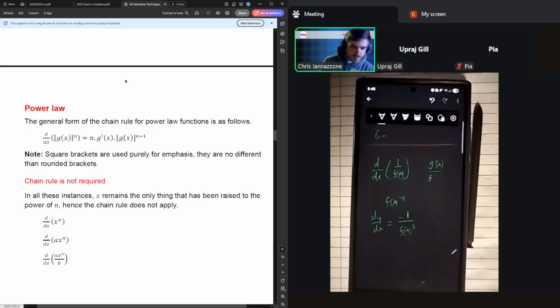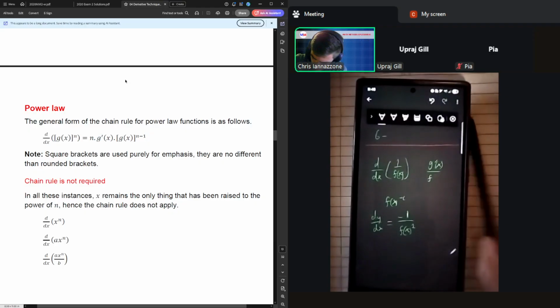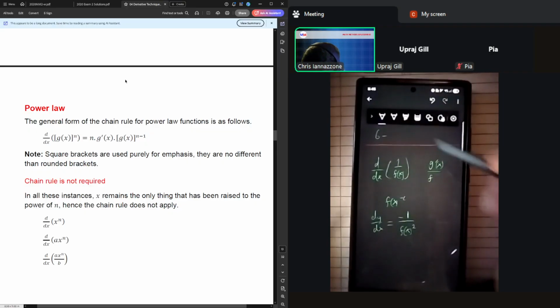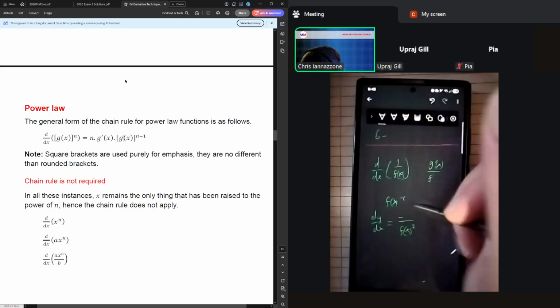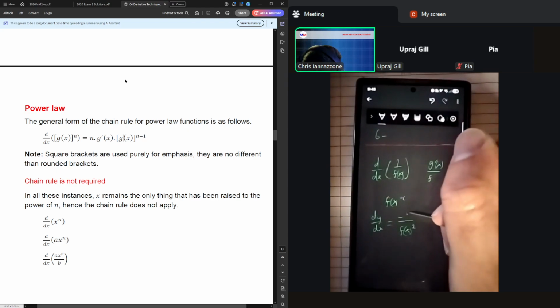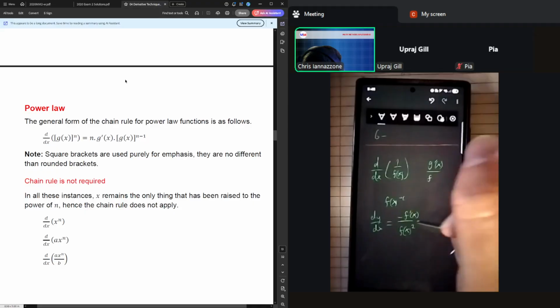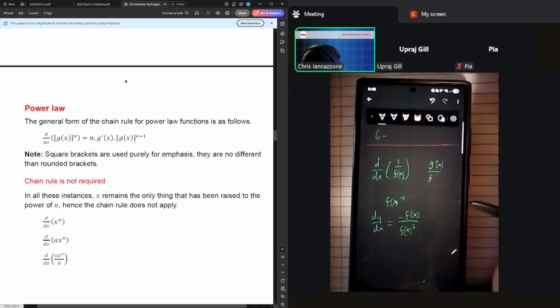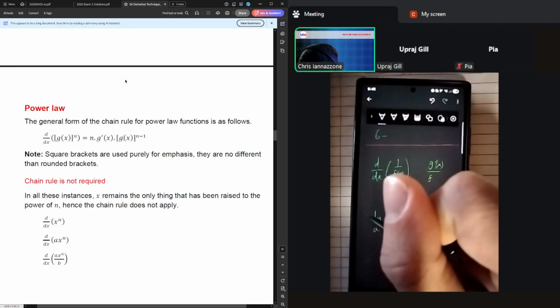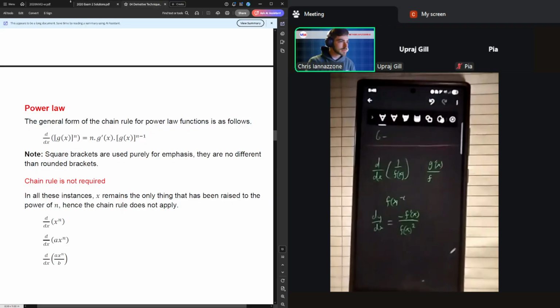G dash has also got to go there. So I guess to amend what it should have been, you've now got f dash up here. So it's negative f dash over f of x squared. And so integrating both of this.